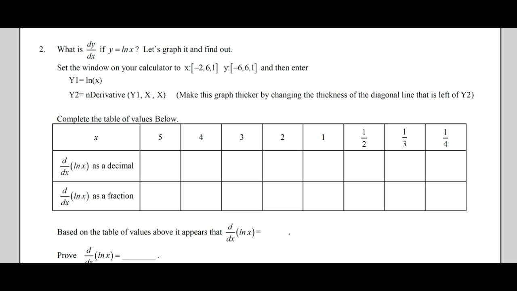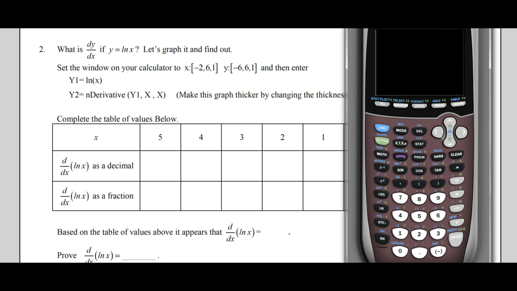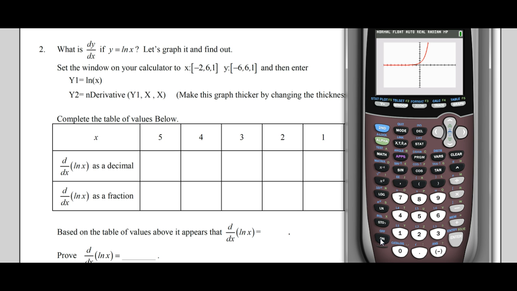What's dy by dx if y equals ln x? Or ln, if you're a fan of the show. So I want an ln x. And okay, this time let's go with the window, x from -2 to 6 by 1, and y from -6 to 6 by 1.